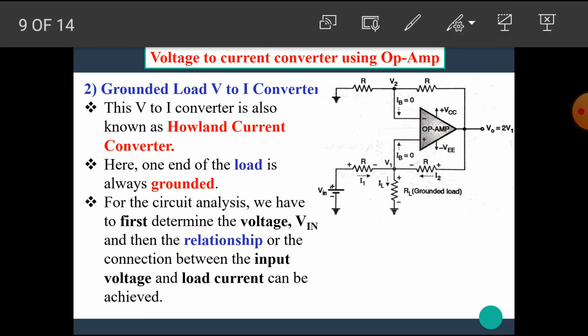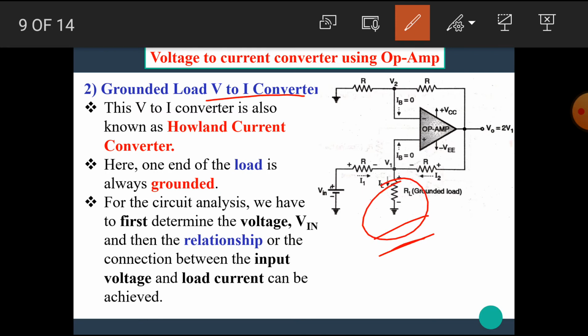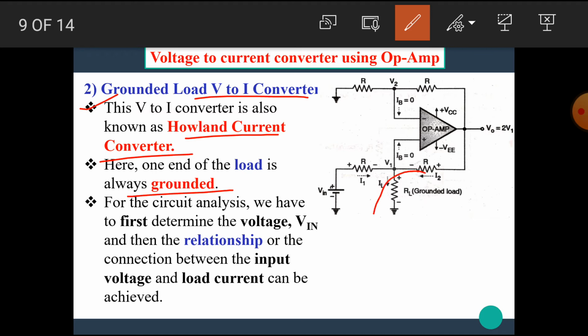Now let's see the grounded load voltage to current converter. The grounded load means here the load resistor RL is connected to the ground. In this diagram we can see that the load resistor is RL and it is connected to the ground, hence it is called the grounded load voltage to current converter. This voltage to current converter is also known as the Howland current converter. Here one end of the load is always grounded like this.